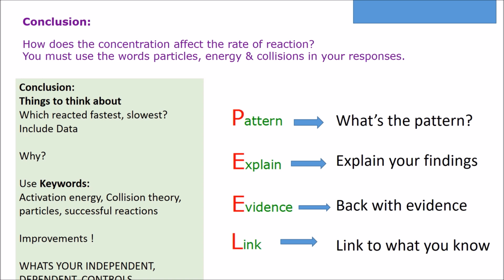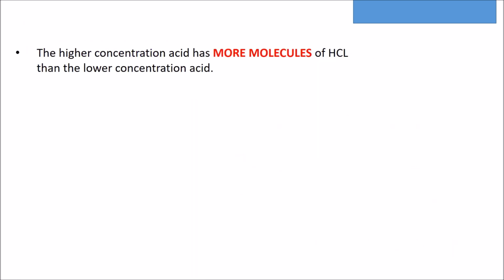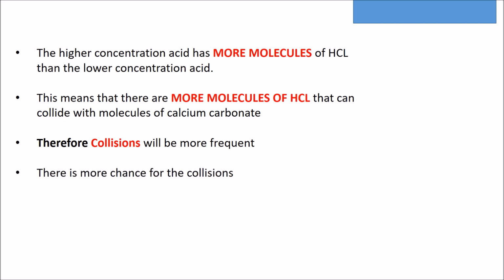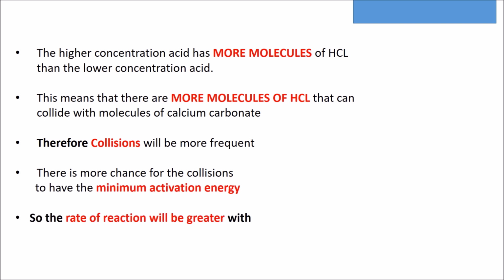Hope you've paused the video and written down a conclusion as best as you can. Here are some answers for you. The higher concentration acid has more molecules of hydrochloric acid than the lower concentration acid. So the 1 molar has more acid particles than the 0.5 molar, which means there are more molecules of hydrochloric acid that can collide with the molecules of calcium carbonate, those marble chips. So there are going to be more frequent collisions, and therefore more chance for collisions to have the minimum activation energy, which means the rate of reaction is going to be greater.